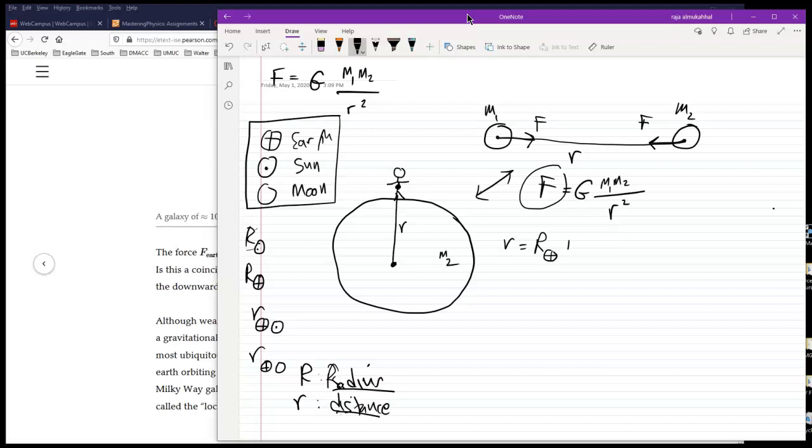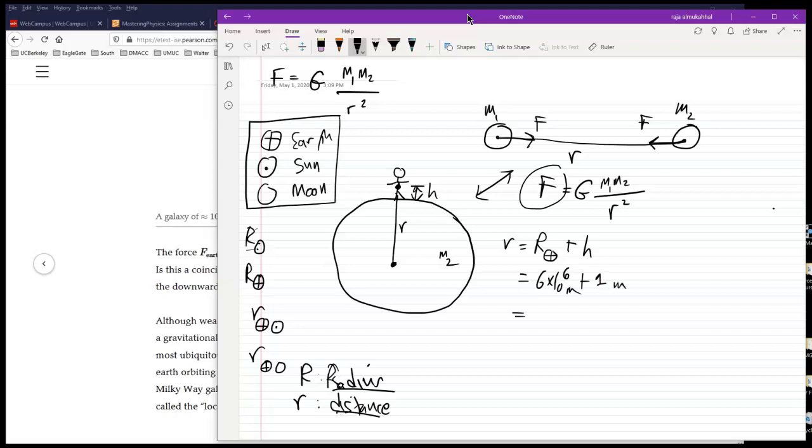the radius of the Earth plus, let's say, the height of the person, which is this height from the center, right there, midsection. Let's make it H, call it whatever you want. Now, the radius of the Earth is roughly 6 million meters, and the height of the person, let's say 1 meter.